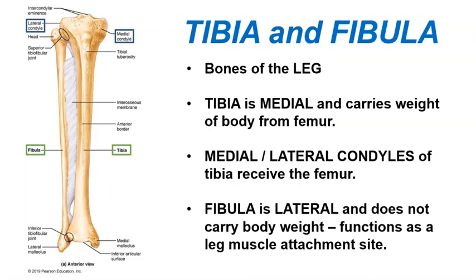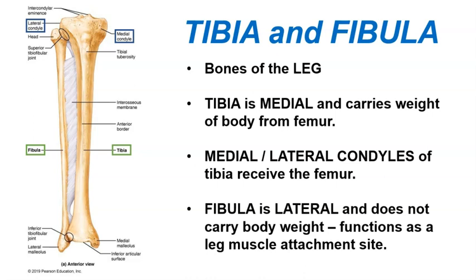The leg is the region of the lower limb that is found between the knee joint and the ankle joint. The tibia and the fibula are two bones that are found in the leg, and they are oriented parallel to one another. The tibia is the medial bone, that is, it's closer to the midline, and it functions to receive body weight from the femur and transmit that body weight to the foot. The medial and lateral condyles of the tibia are structures that the femur connects with at the knee joint.